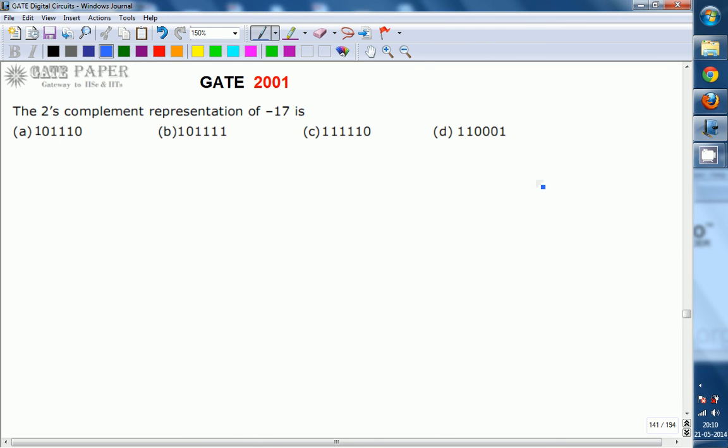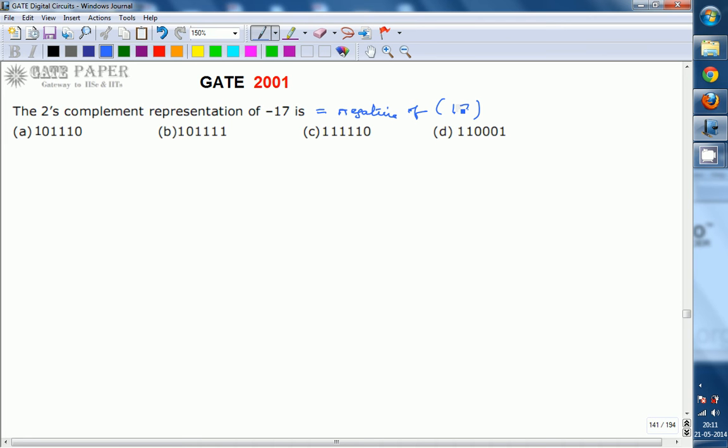Hello, we are discussing the GATE 2001 ECE paper, and this question is related to digital circuits. The 2's complement representation of minus 17 means it is the negative of 17. A positive number 17 is available; if you take its negative, that will be treated as minus 17.